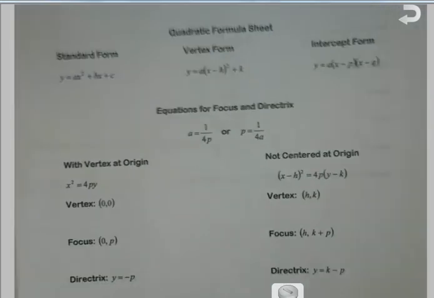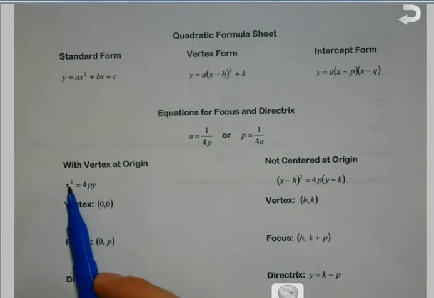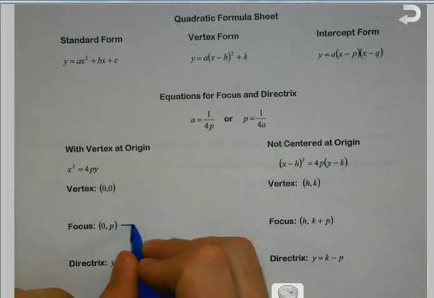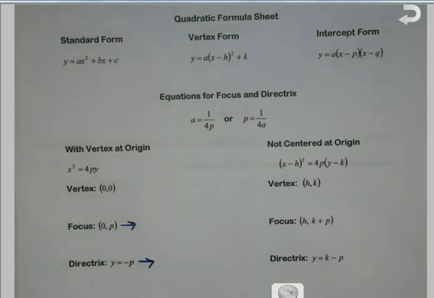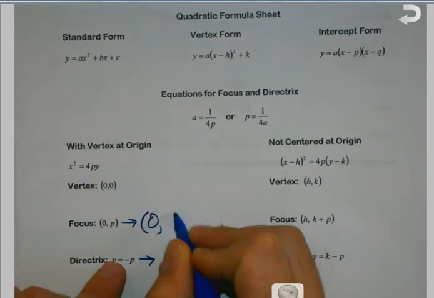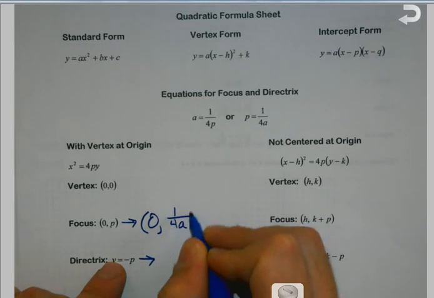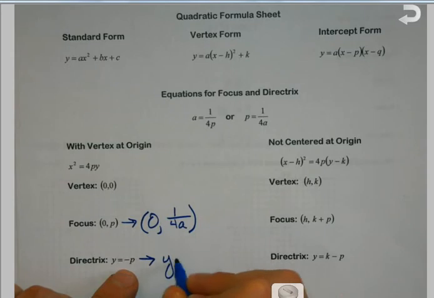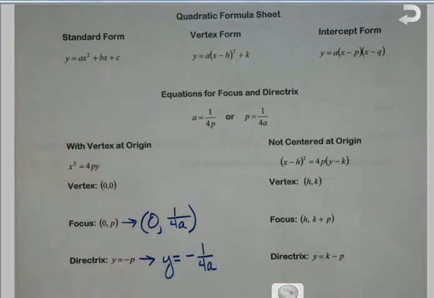Well, on the other side, you're like, it's kind of closer to this. And I agree with you. But there's an easier way to look at this to me. When you're doing these, I know it speaks here of this p-value that we have, but for our purposes and the information we're given, you also can look at your focus as being (0, 1 over 4a), and my directrix as being y equals negative 1 over 4a. And you're like, well then, why am I given this?